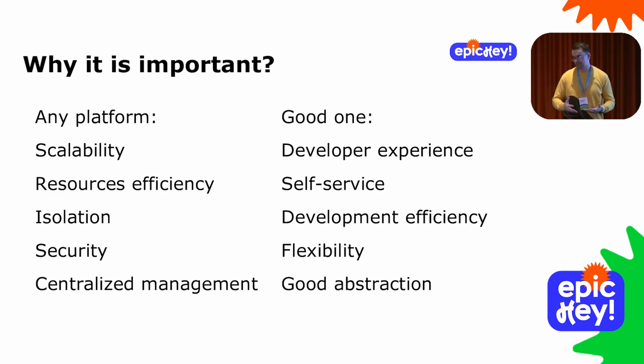Last general introductory slide: why this is important. Why is it important to have a good platform? The left characteristics, which are scalability, resource efficiency, isolation, security, and centralized management, and some more, are usual characteristics of any microservices platform. If your company is using a microservices platform, usually they aim for the left side. They say, we want to use a microservices platform because we want to have crazy scalability. We want to have isolation of runtimes and isolation maybe of development.